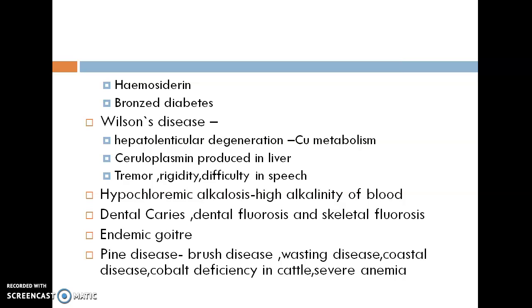Endemic goiter or simple goiter is a pathological or benign enlargement of the thyroid gland with normal production of thyroid hormone. It results from the deficiency of iodine in the body. Pine disease is also called brush sickness, wasting disease, coastal disease. It is a cobalt deficiency disease found in cattle and sheep of some areas of Australia and New Zealand who feed on cobalt deficient fodder. The disease is characterized by severe anemia, wasting of muscles and ultimate death.